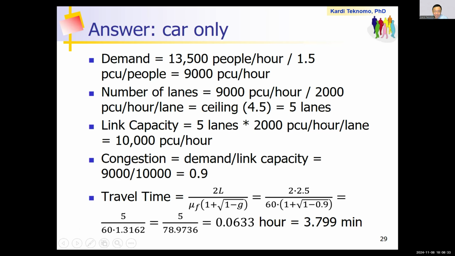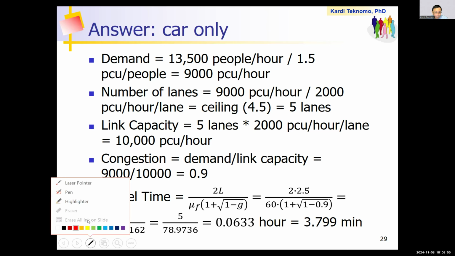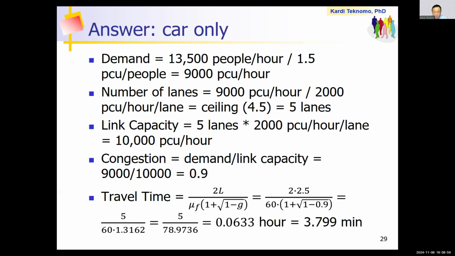So the lane capacity itself, because we have 5 lanes times 2,000 PCU per hour per lane, so you have 10,000 PCU per hour. Okay. So what is the congestion level? Congestion is basically demand per capacity, right? The demand is already here, 9,000 PCU per hour. And the capacity is already given here, 10,000. So then the congestion level is 90%.